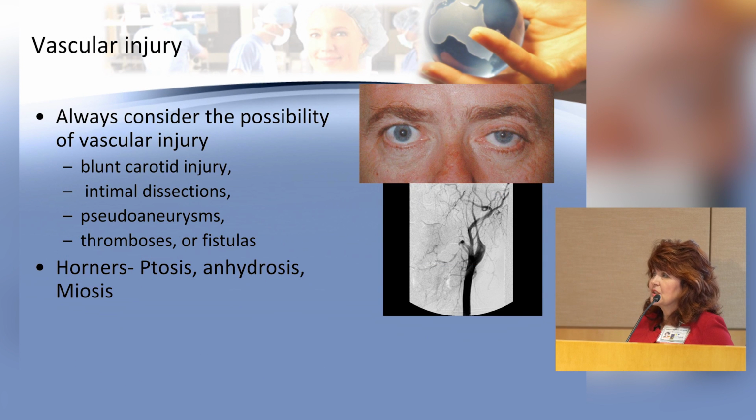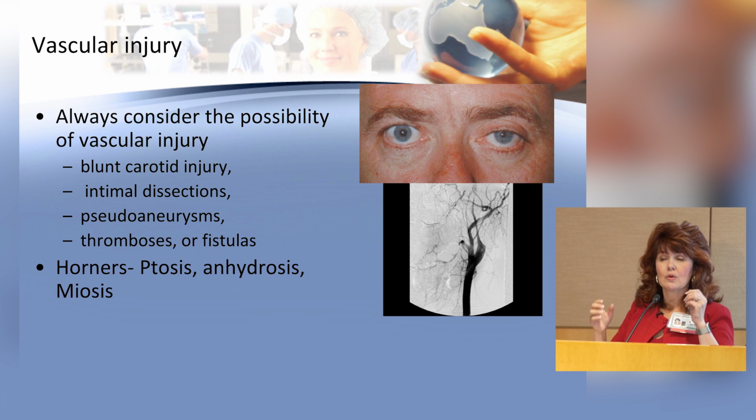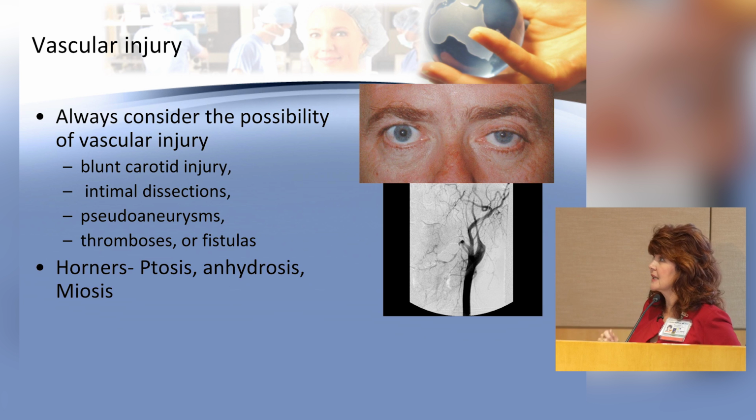So another thing that we look at in the setting of trauma is always vascular injury, because remember, you get these acceleration, deceleration injuries where people are going really fast and that vessel may have kept right on going and it can tear on the inside. And it should always be considered. We're looking for blunt carotid injury, intimal dissection, pseudoaneurysms, and also thrombosis or fistula.